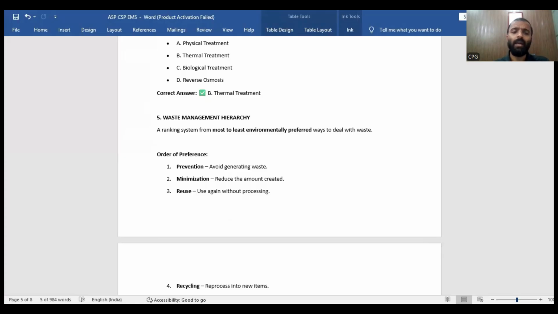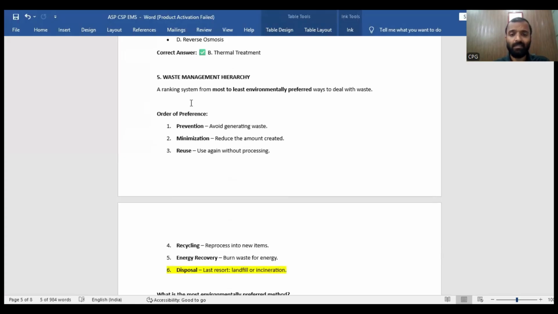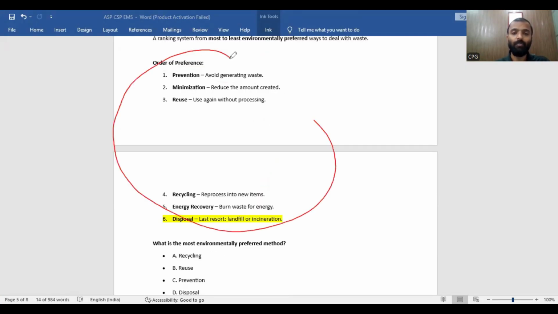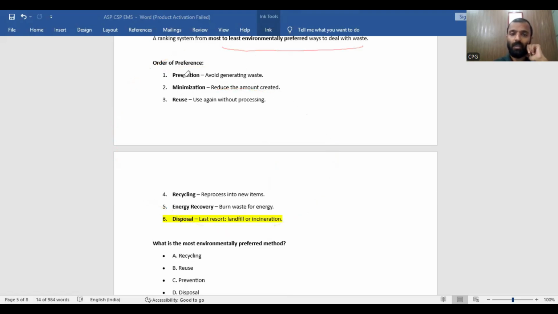Now, the waste management hierarchy. There is a ranking system, from the most preferred to the least environmentally preferred. Prevention is the most preferred, and then recovery, and disposal is the least preferred. So what is the preference? Most to least preferred ways to deal with waste. Most, it is prevention. We will be avoiding the generation of waste. Disposal is the least preferred way of handling waste. It is the last resort, that is landfilling or incineration.